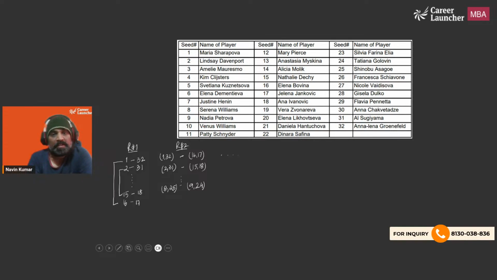Now, whoever wins the first match of the first round, it could be either seed number 1 or seed number 32. That means it could be either Maria Sharapova or Anna-Lena Grönefeld. Whoever wins that match will move over to the first match of the next round. And this is how the process follows. This is a very standard way of looking at knockout tournaments. The rules stated are a very standard one.